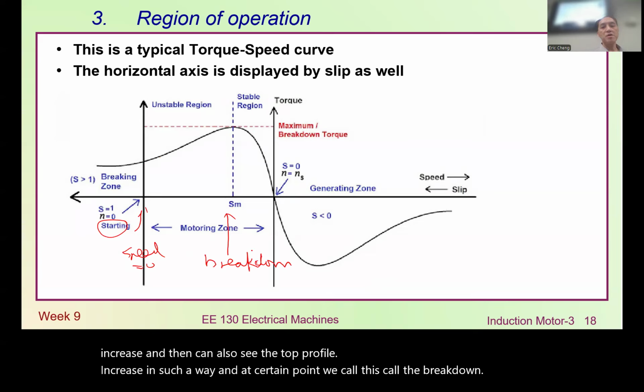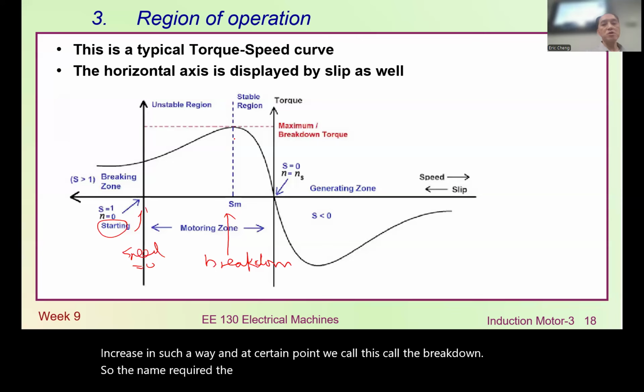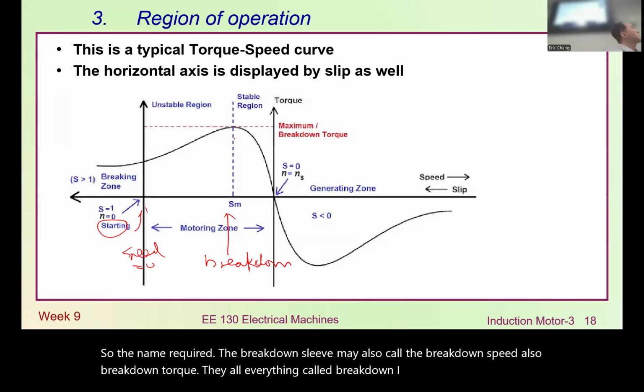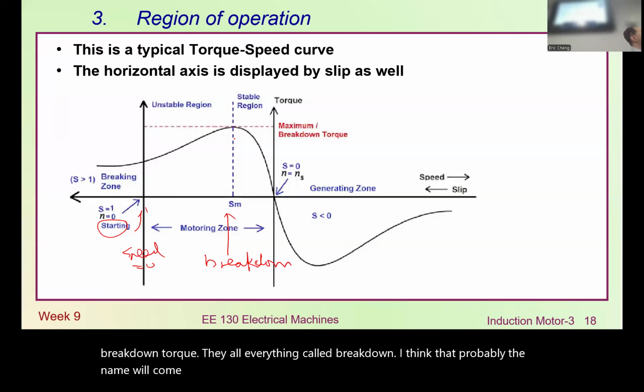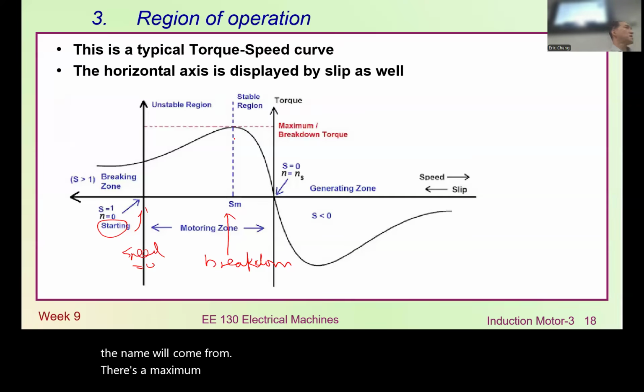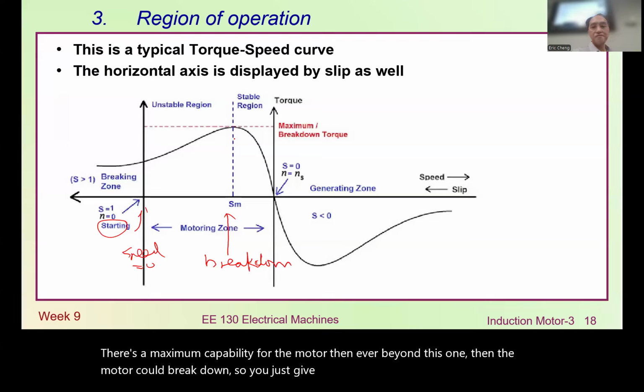So the name, we call it the breakdown slip. We also call it the breakdown speed, and also breakdown torque. They're all called breakdown. I think the name probably comes from there being a maximum capability for the motor. Whenever you go beyond this point, the motor could break down. So you just give it a name called the breakdown.